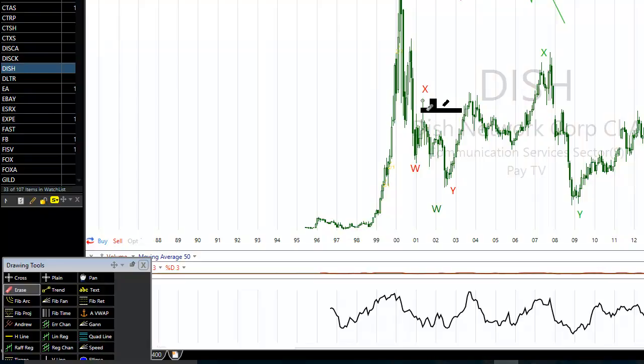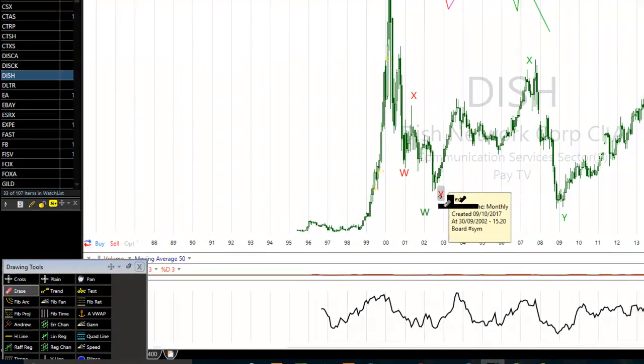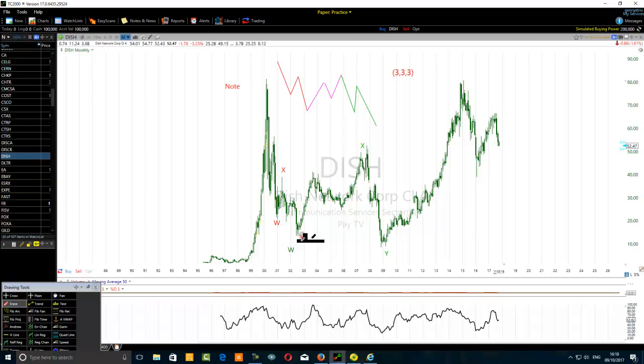Okay. So now here we have again, look carefully. Then we have 1, 2, 3 down. This is another correction after the X, forming the Y. Okay. So look again. We have another move here. 1, 2, 3. What's this one? It's another X. Why is this another X?